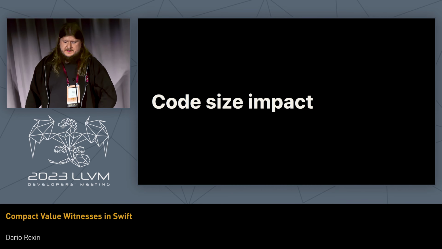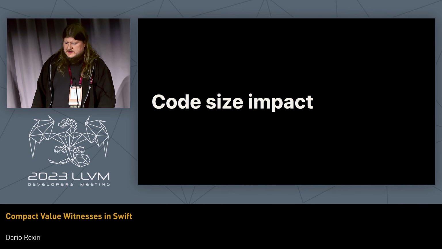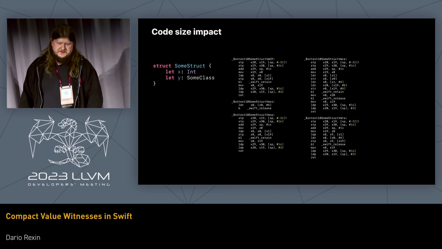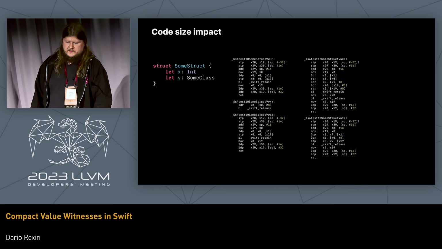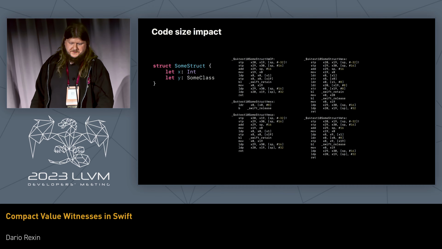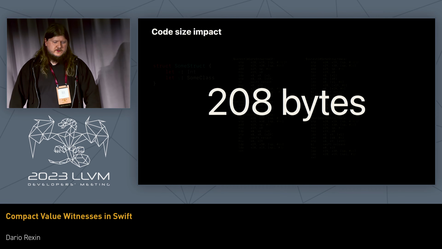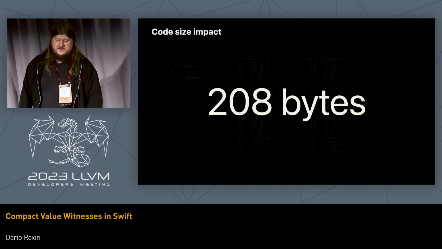Now that we have a bit of an idea what value witnesses are, let's look at their impact on code size. Bringing back our non-generic struct, this is the generated ARM64 assembly code for the witness functions. They take up 208 bytes in the binary, and this is a very simple type.